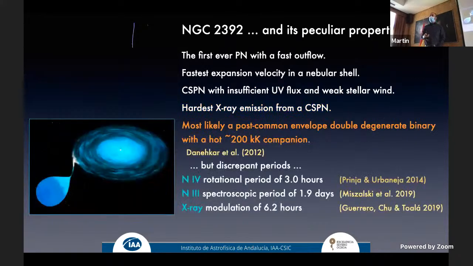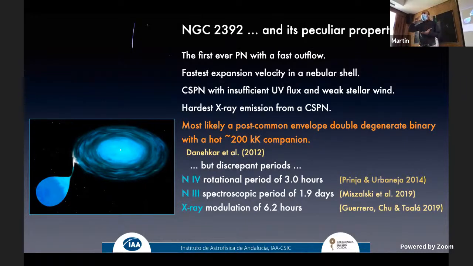And actually, there are many authors, and I'm among them, who believe that this is really a post-common envelope double degenerate binary. So this is the central star of the PN, which is now evolving into the white dwarf phase. And there is an unseen, very small, very compact white dwarf star with probably a temperature of 200,000 Kelvin, which is really providing the ionizing power to this source.